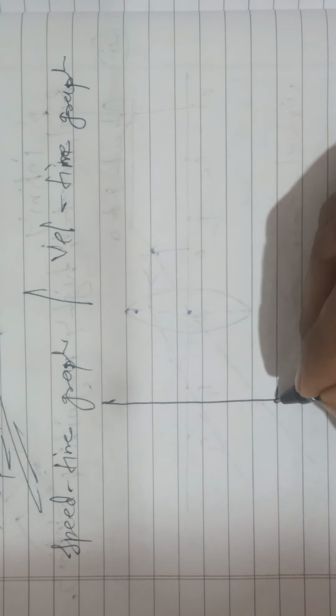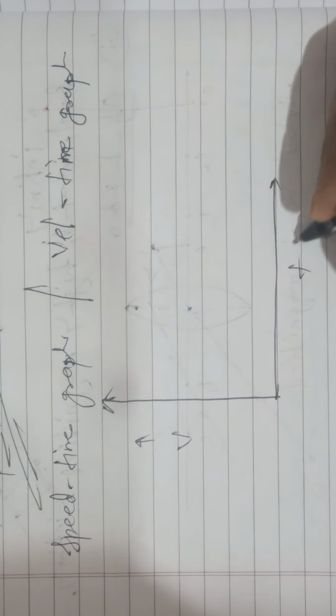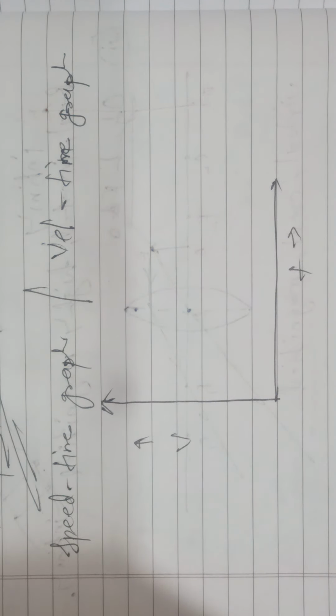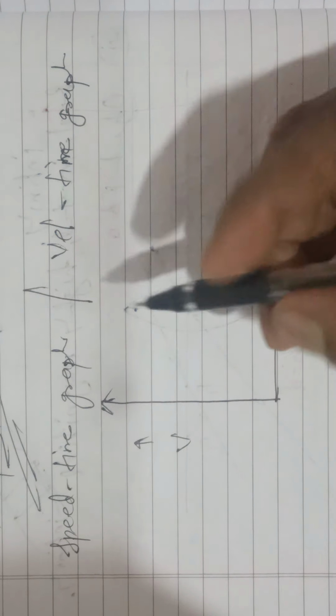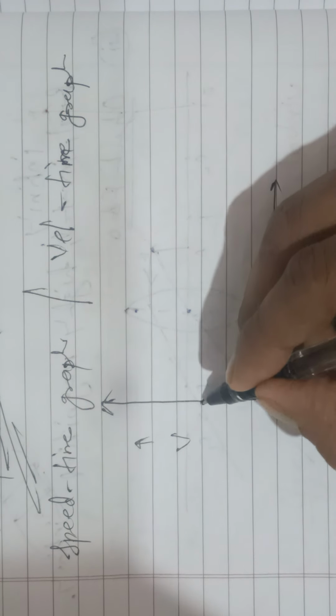So if it is a velocity time graph, what we can do here, if the body is moving with constant velocity, then how can we show it? It means with the change of time, the velocity is not changing. So we can say like this.